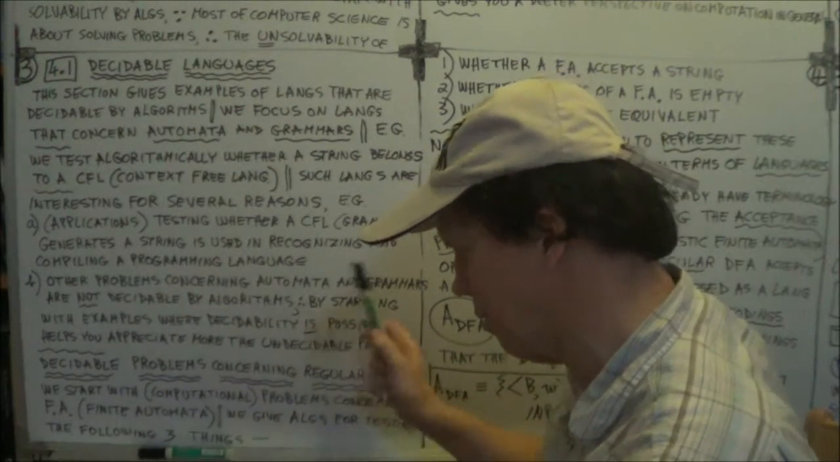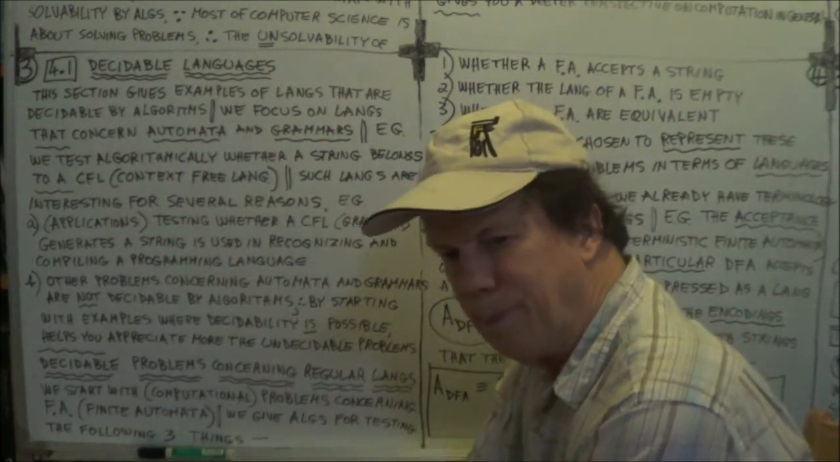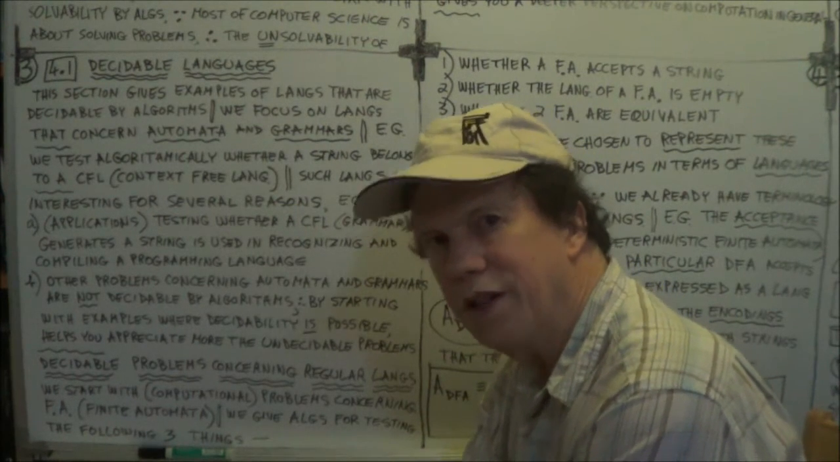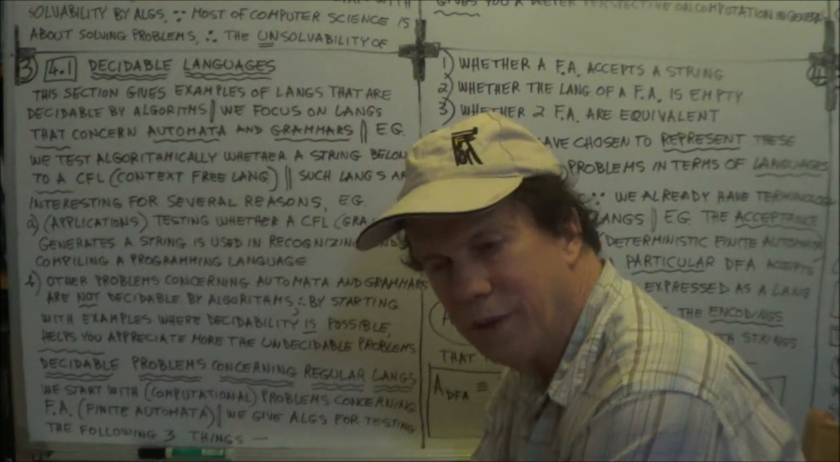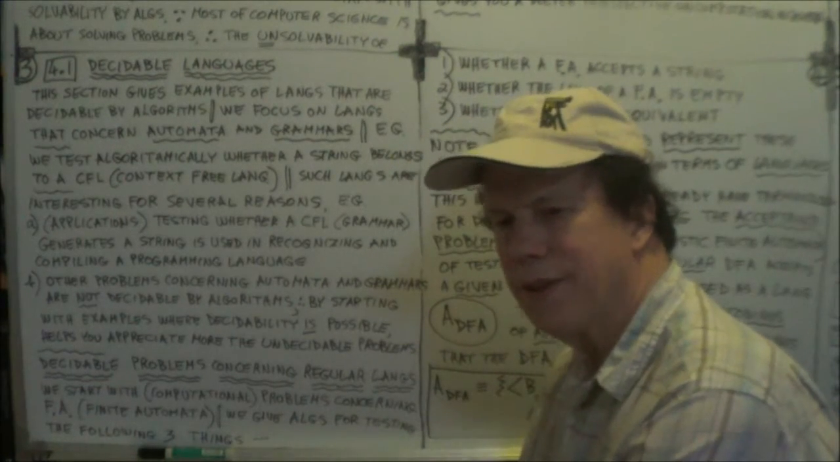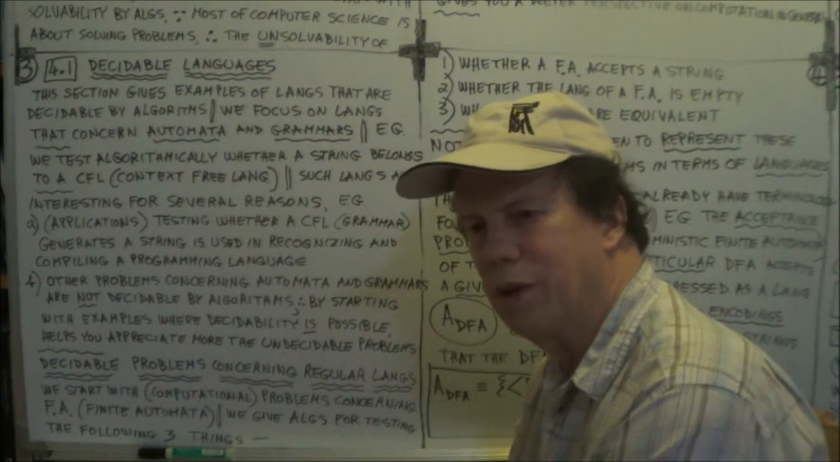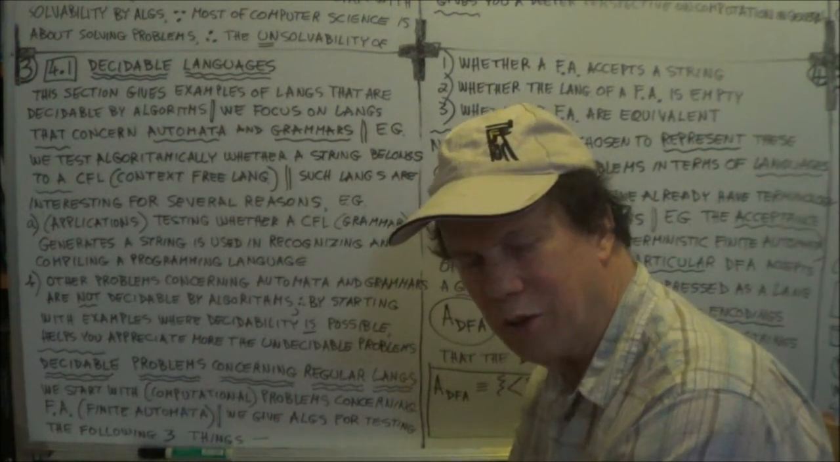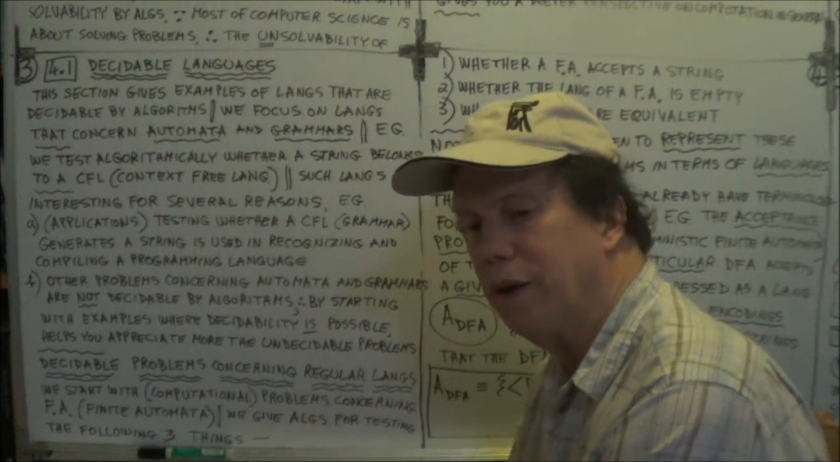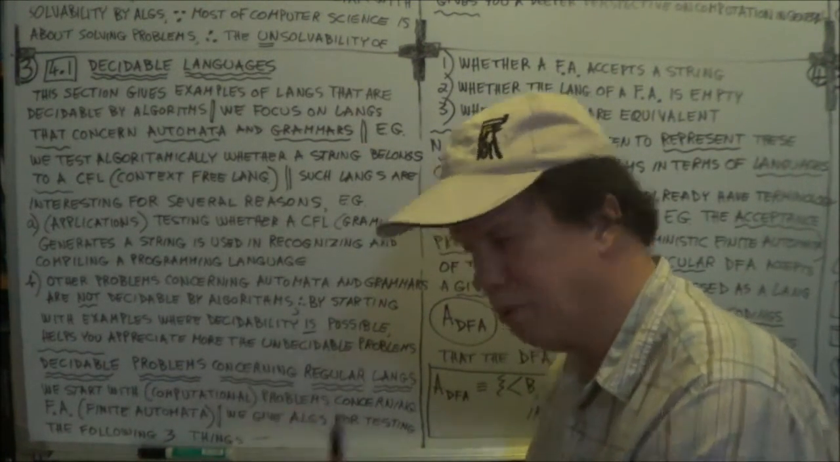All right, so that's what it's saying here. So now we're going to start with examples of decidable languages. In other words, there is an algorithm, there is a Turing machine that can decide that language. In other words, every string in that language will be accepted by the Turing machine, by the algorithm, and any other string will be rejected. Okay? Then that's what decidable means.